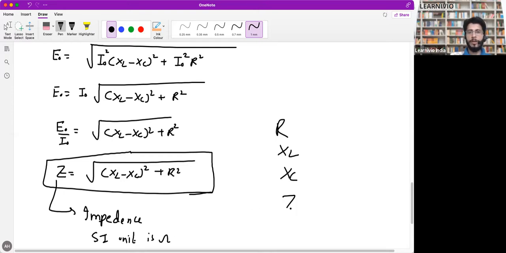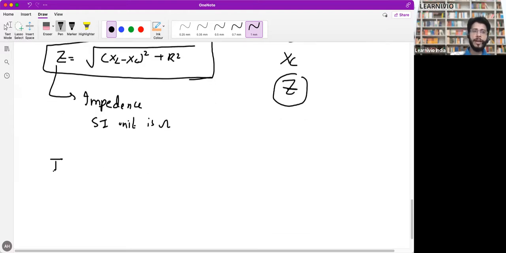So you should remember it in this way. For resistor, we write resistance. For inductor, it's inductive reactance. For capacitor, it's capacitive reactance. But when you have a combination, then we calculate impedance. Impedance is like R equivalent or C equivalent. It's root over (XL minus XC) square plus R square. Once you have impedance, you can write the equation for the peak value of current. I naught is E naught by Z.